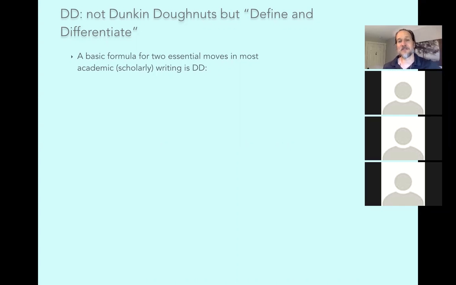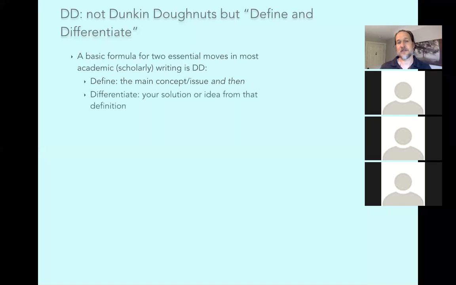So a basic formula for two essential moves in most academic or scholarly writing is DD, and we define the main concept and issue as it is currently understood by a significant group of the population or a significant group of scholars within your field. But then you do that second move, you differentiate. You have to do a spin move off of that, right? So what's your spin move? How do you get around and kind of take it to the hole, so to speak, all you hoopers? How do we differentiate? How do we stand out?